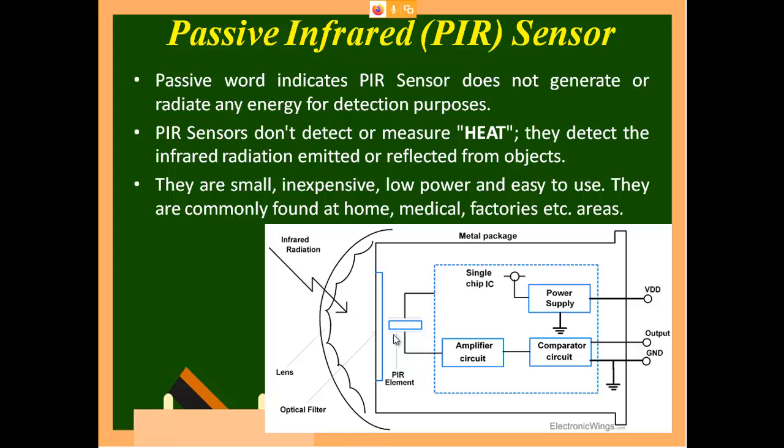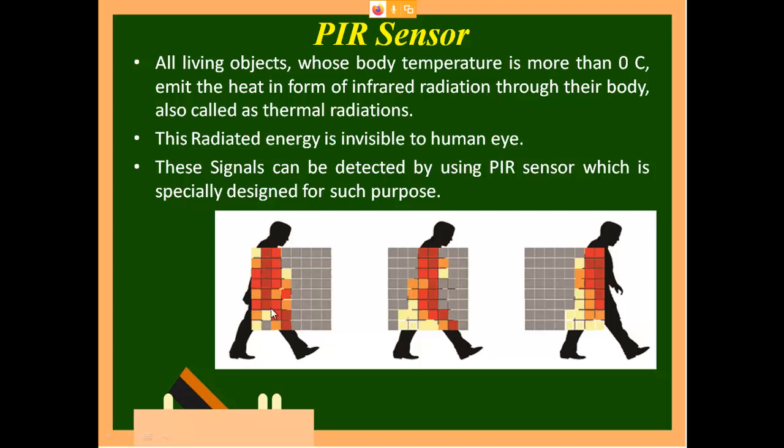So this PIR element is like a piezoelectric crystal, where whenever temperature falls on it, it generates an electrical signal. This signal will be very weak, so I cannot directly take it and give it to any controller. So first of all I have to go for an amplifier. The amplifier circuit will amplify it. Then the comparator, I have told you, with a single heat source I cannot say whether it is a motion, so there should be some difference.